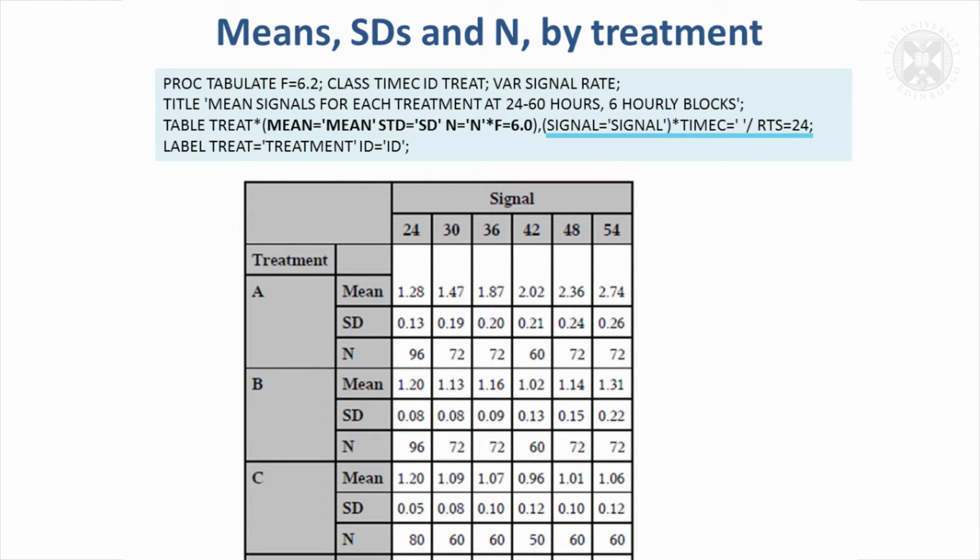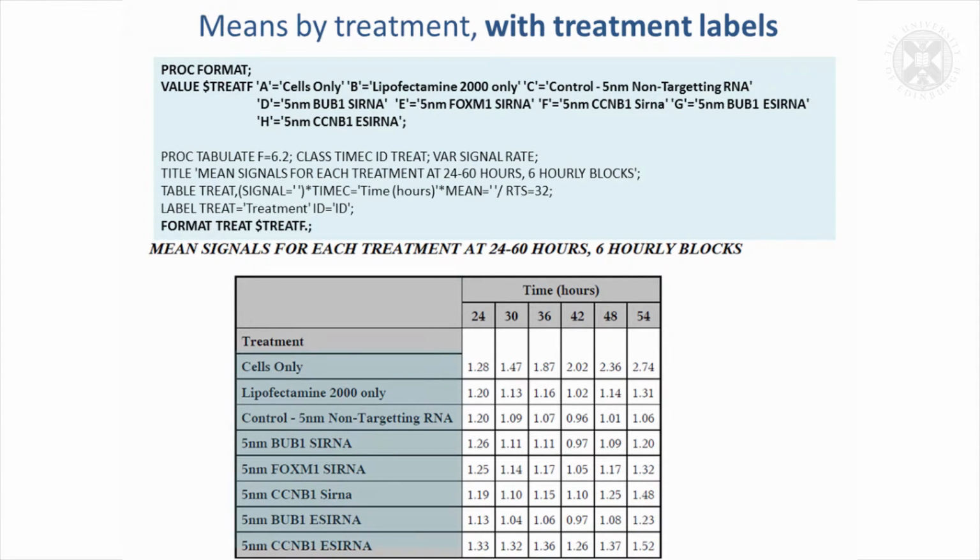And then after the comma, it's just to say we're going to summarise signal and we're going to do it by the time category. So far we've just called the treatments A, B, C, D, but they actually will have names. So of course it's much more meaningful to put names in for the treatments. So we can do that by specifying what each of the letters refers to. So these are the actual names of the treatments, and we do that before we do the tabulate, but then within the tabulate procedure we add in a format statement which refers to this, and then we get the names for each of our treatments, so the table becomes a lot more readable.